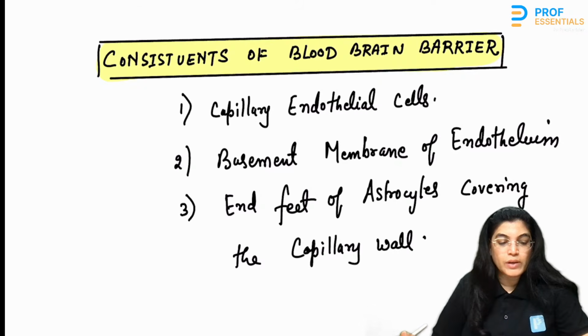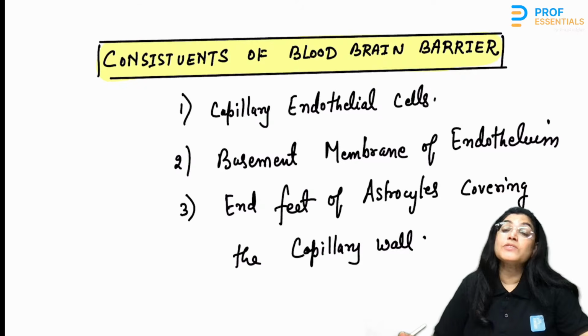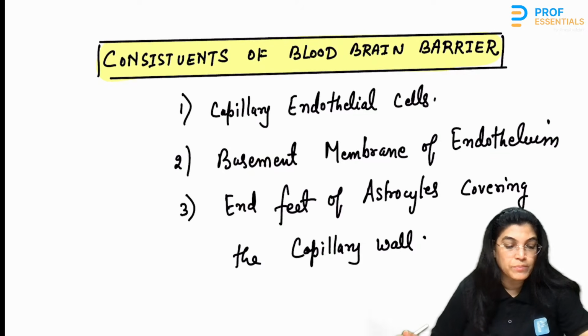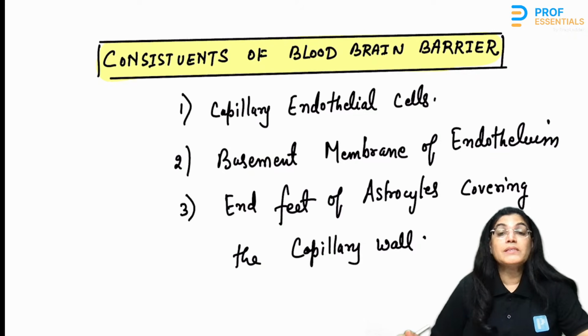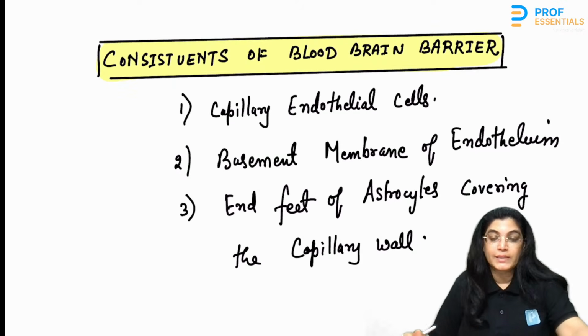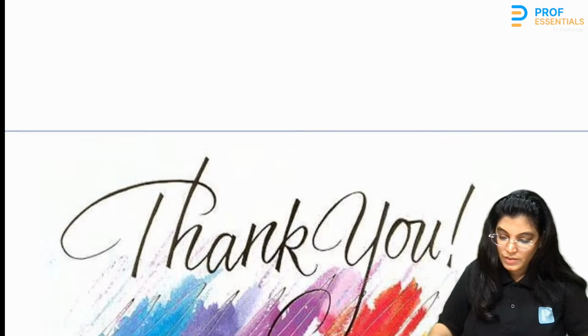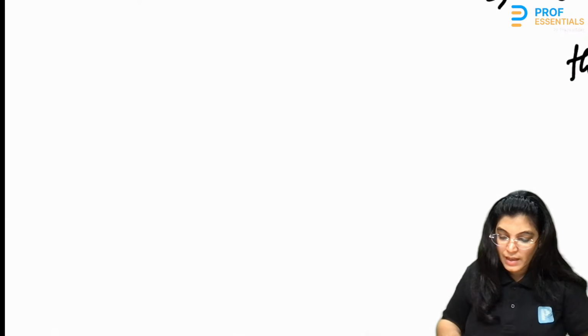Now, it's also important for you to know the structures which do not have a blood-brain barrier, the structures lying outside the blood-brain barrier. Primarily, the specialized region is called the circumventricular organs. So please write down. This is the last and important topic which you should know.